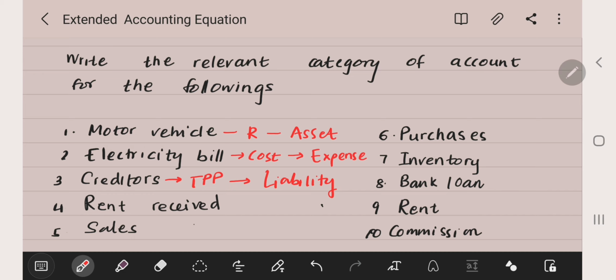Rent received. It is an earning to the business, right? Therefore, rent received would be an income. Sales, same. Sales were not there earlier, and through the business activities we have earned something new to the business. So when you earn something, that will become a part of an earning.